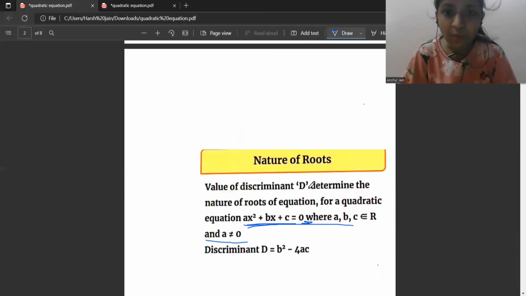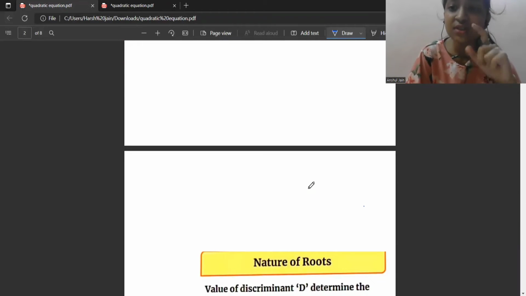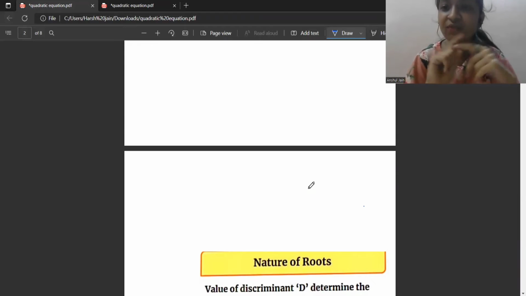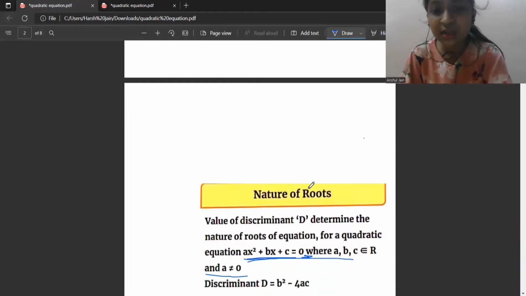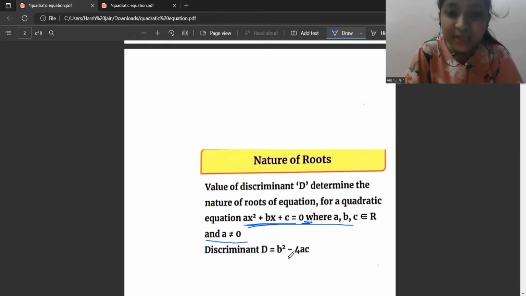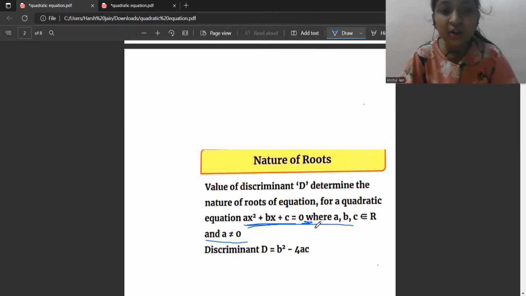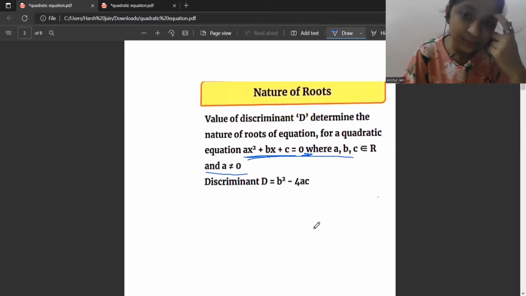So, moving to the topic of the nature of the roots. The nature of roots is determined by the value of D. What is D here? D we call the discriminant, and the value of D is given by b squared minus 4ac. From the quadratic equation's coefficients we find the discriminant of this equation, right?